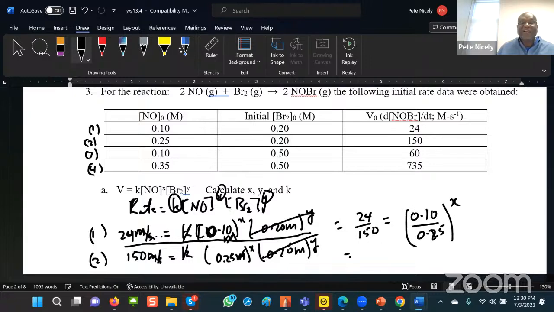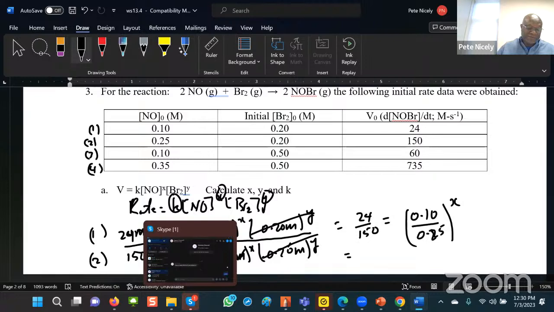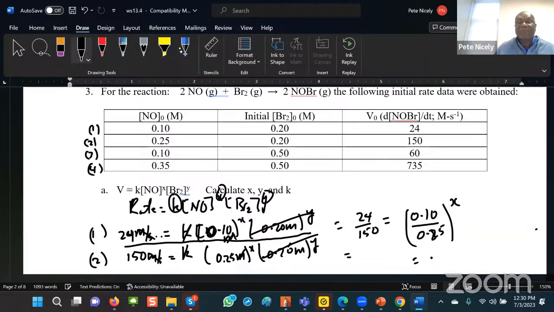All right, so let me see here. 0.10 divided by 0.25 is equal to 0.4, so we have 0.4 to the x, and 24 divided by 150 is equal to 0.16. All right, so what is x equal to?